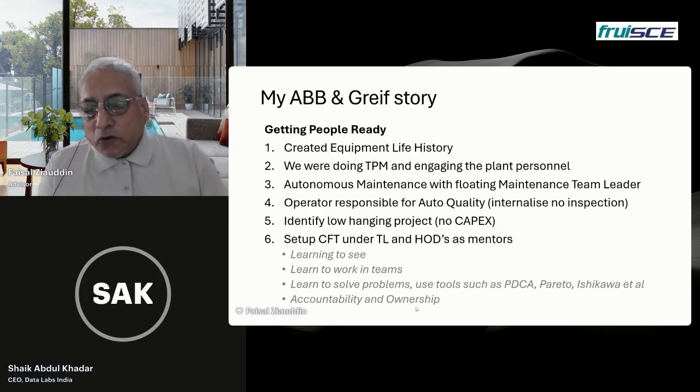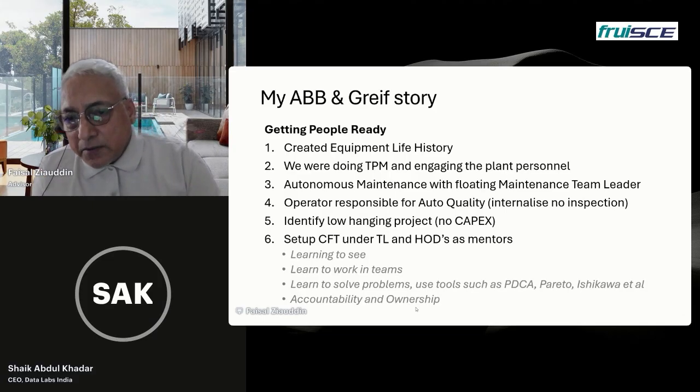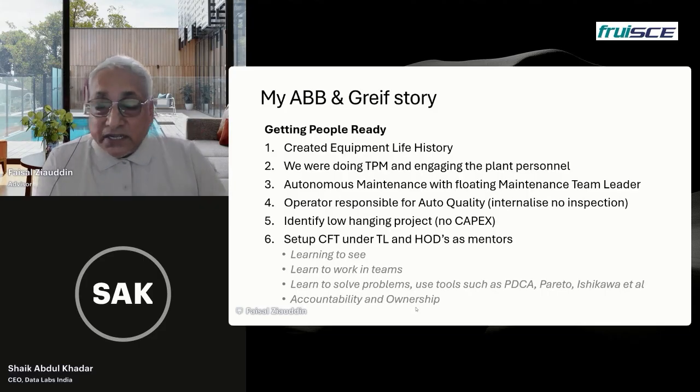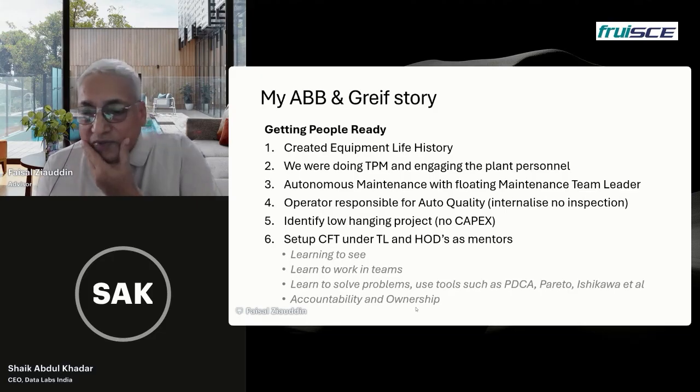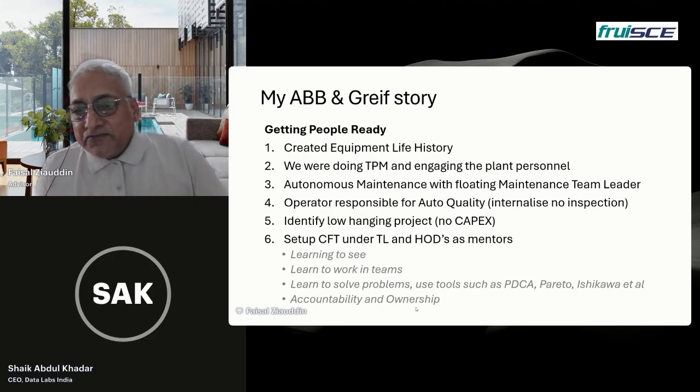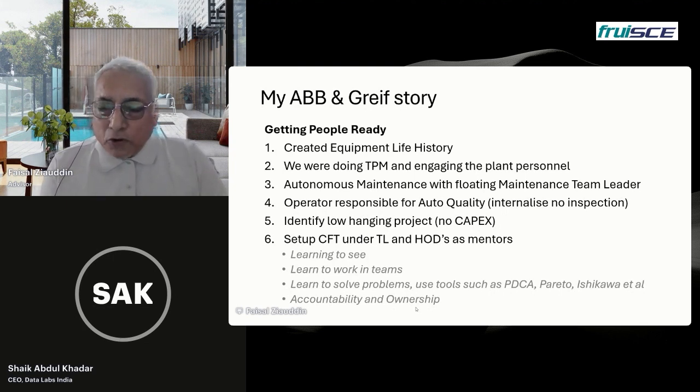So we created cross-functional teams, which is the setup of CFT teams under team leaders, and assigned the HODs as the mentor. So what is the takeaway from this? The ability of the entire team, which may be 100, 200, 300 people. I have worked in a plant which has 700 plus people, and in my last assignment with a company called Zuari Industries, we were talking about 1,000 plus people.